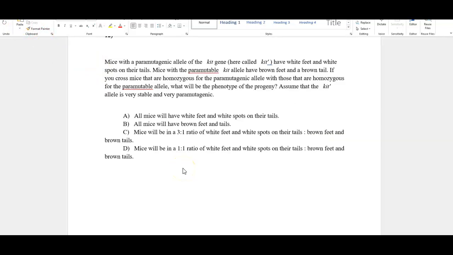Here's a little bit of a more difficult question. I don't want to show you some easy ones. Another word you should be familiar with is PAR mutation. So again, just another question to look at.